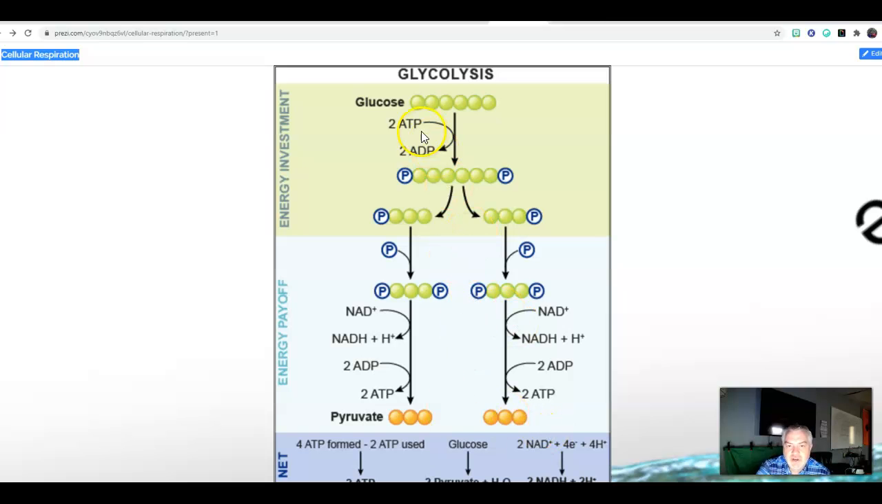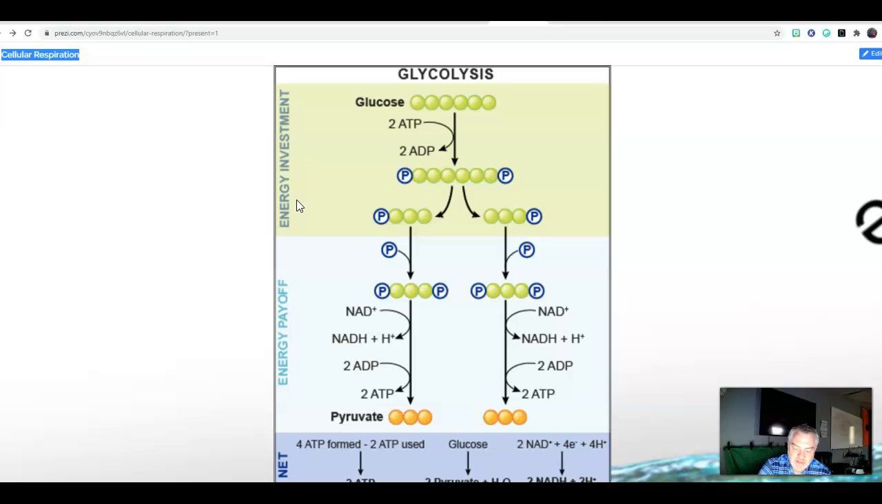One thing I want you to notice about glycolysis, we're starting off with glucose. This is a 6-carbon glucose molecule. It has 6 carbons in it. It's represented by these little green spheres. So the first part of glycolysis is we're going to split that glucose molecule. This is what we call the energy investment phase.